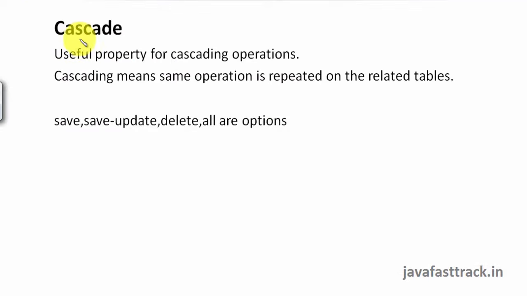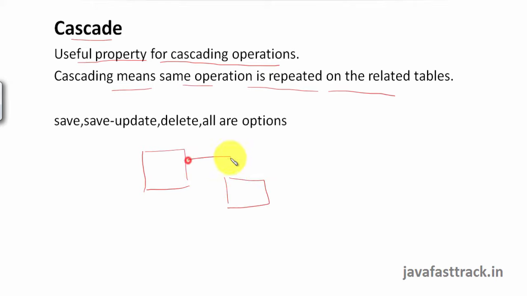The first property I'll try to understand is the cascading property. Cascading property is a very simple property, and it is also a very useful property. It is useful for performing cascading operations. Cascading means same operation is repeated on the related table. Association mapping is all about relationship between one table and another table. Whenever I do operations on one table, the same operation can be automatically done on the related table. That is called as cascading.